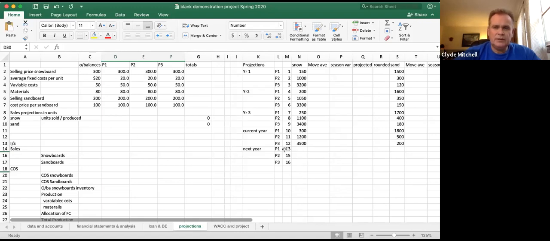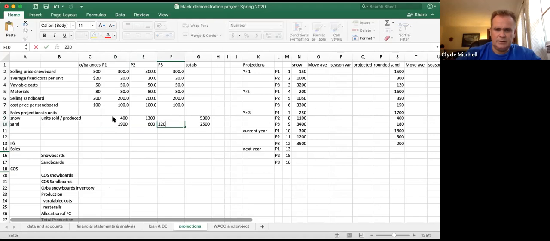You'll have the data brought in from both snowboards and from sandboards for the last 4 years, including the current year. And then we need to complete the forecasting portion here. So in this first one, we're just going to guess. For snowboards, period 1, I'm going to go with 400. Period 2, 1300. And period 3, 3600. Again, just guessing these. And with sandboards, I'm going to go with 1900, then 600, and then probably 220.